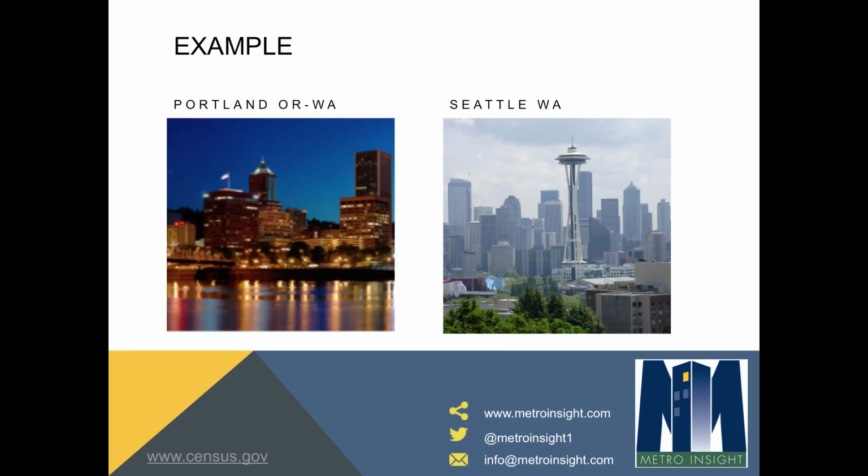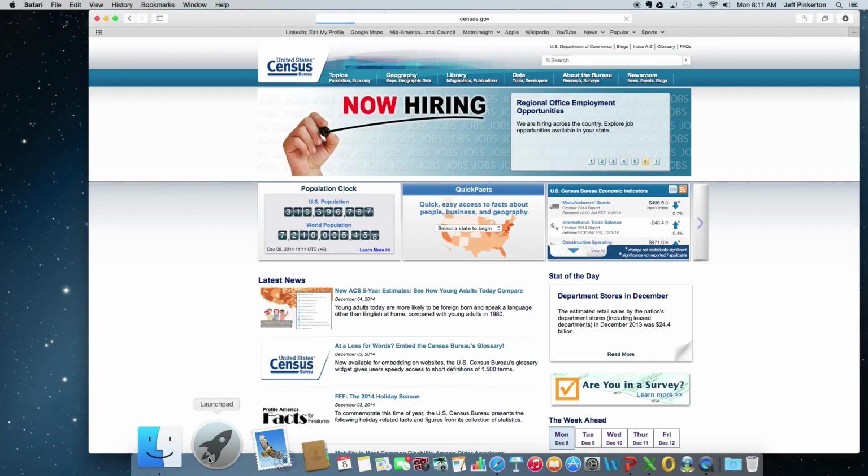Okay, let's dive into the data. Let's say in our example, we wanted to identify the Hispanic population and median household income in 2 metropolitan areas, Seattle, Washington, and Portland, Oregon. And we're going to go to www.census.gov, and that'll take us to the Census Bureau's homepage.